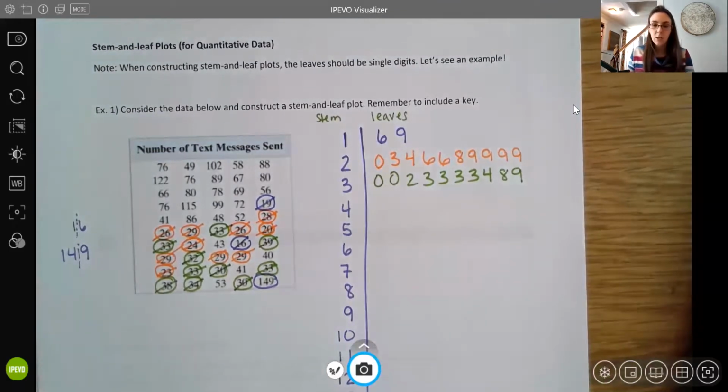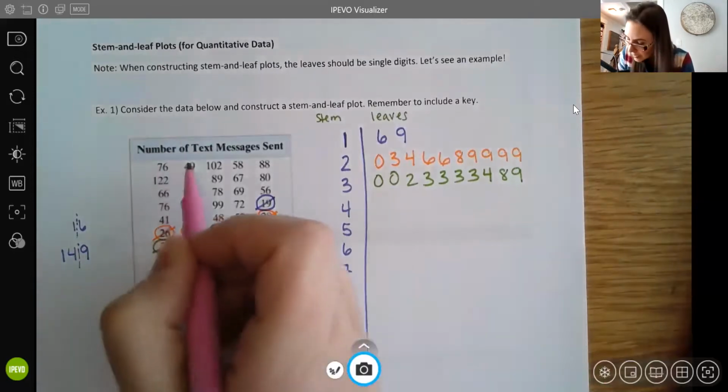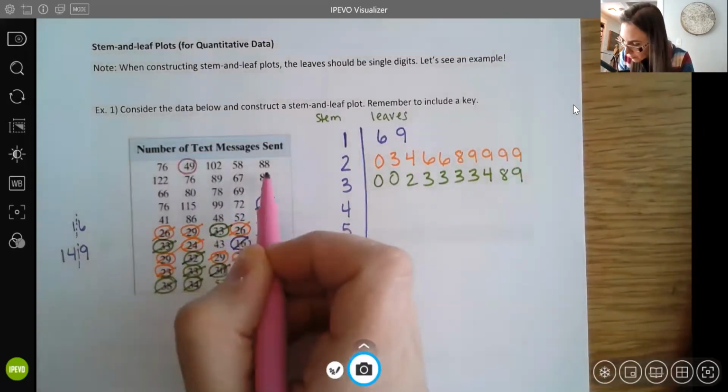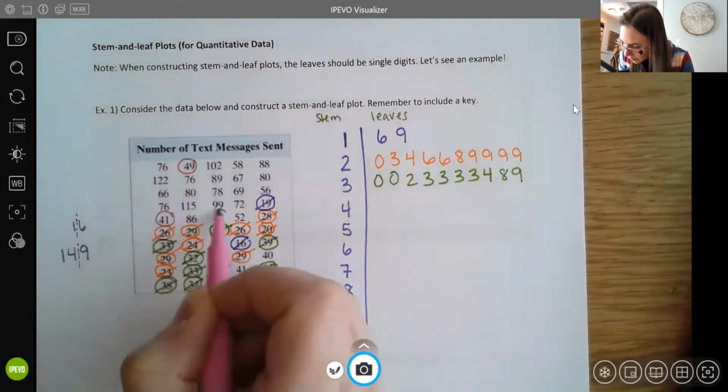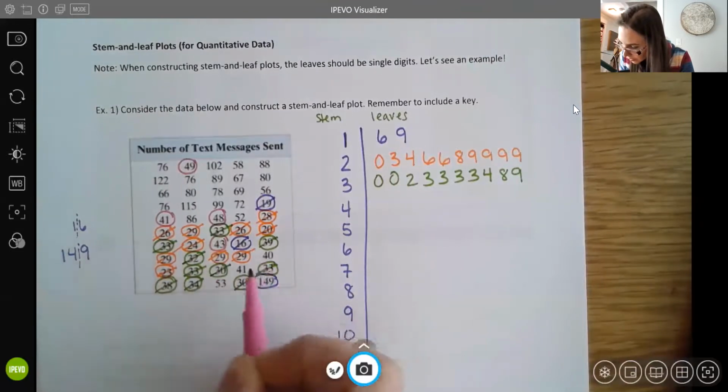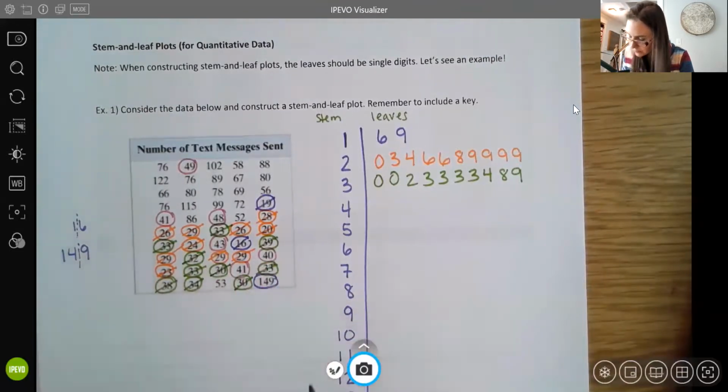And then I'm going to continue on. So let's do one more together. So now I'm going to go to the 4s. And I see a 49 here. I see a 41, a 48, a 43, a 40, and a 41.